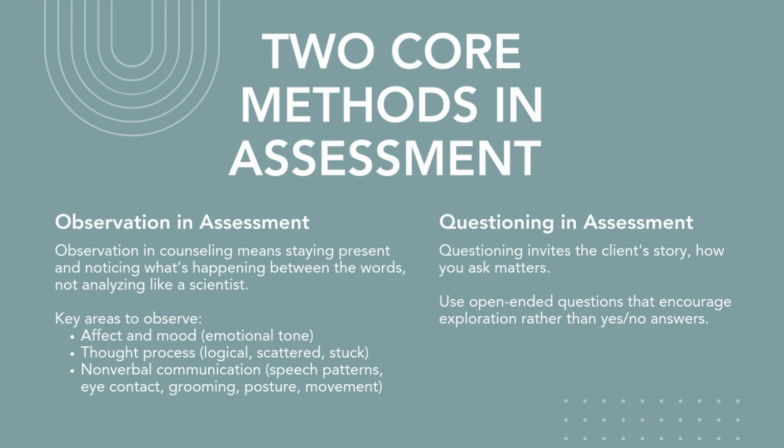So let's talk about the two core methods that we use during assessment: observation and questioning. First, observation doesn't mean that you sit there analyzing your client like a science experiment. It means that you stay awake and present to what's happening between the words. You're noticing things like affected mood, what emotional tone is coming across, thought process, are their thoughts logical, scattered, stuck? And especially nonverbal communication, speech patterns, eye contact, grooming, posture, how they move in the room. These details tell you things that your clients might not have words for yet. Sometimes they tell you things that your client doesn't even realize about themselves.